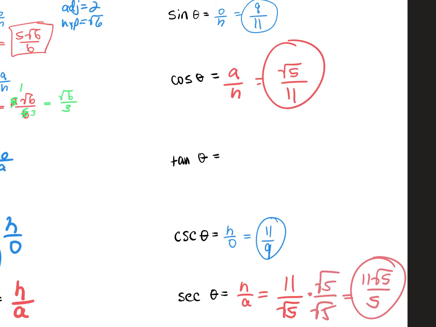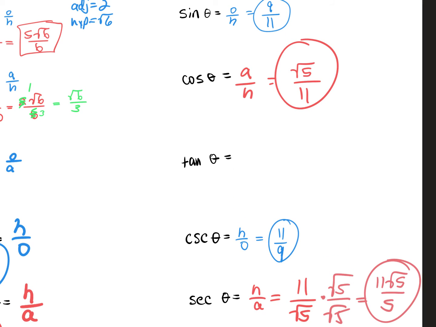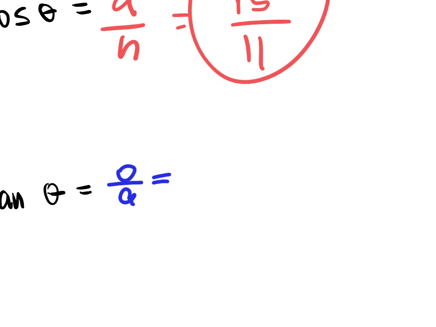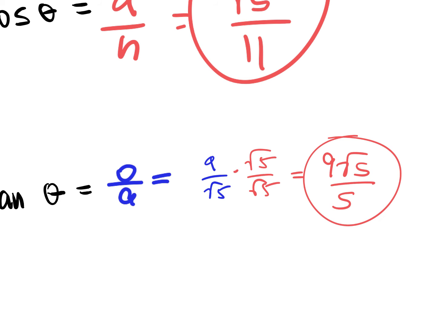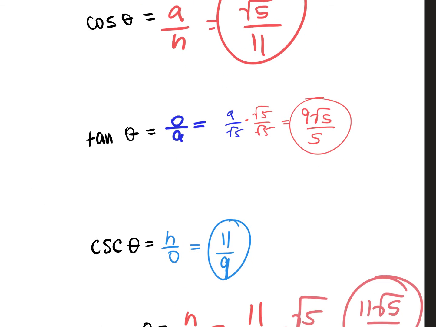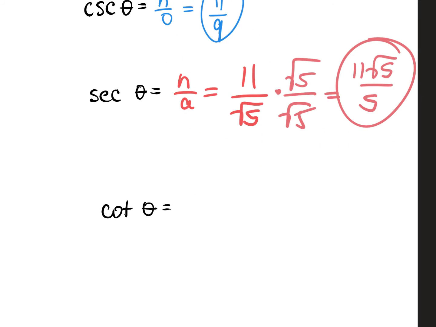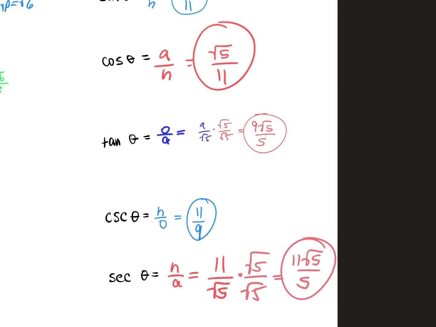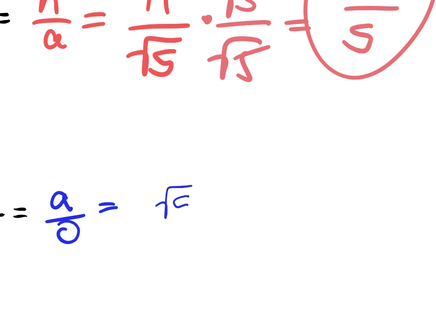Questions? All right, tangent. Tangent's opposite over adjacent. Well, what was our opposite side? 9 over the square root of 5. Is that okay? No. Rationalize. You have 9 radical 5 over 5. Okay. So then tangent goes with cotangent. Tangent's opposite over adjacent, so cotangent is going to be adjacent over opposite. Look back up at your little notes here. What is your adjacent side? Square root of 5, and the opposite side is 9. So it's the square root of 5 over 9.